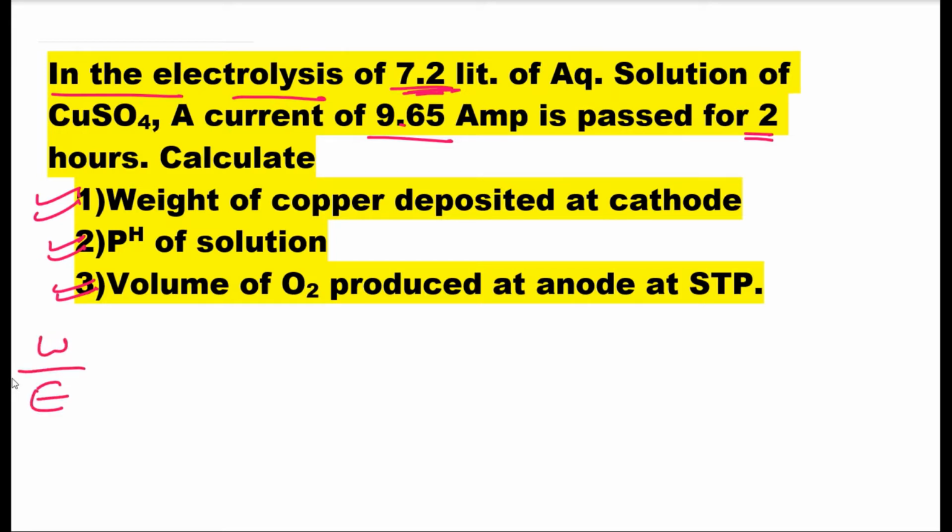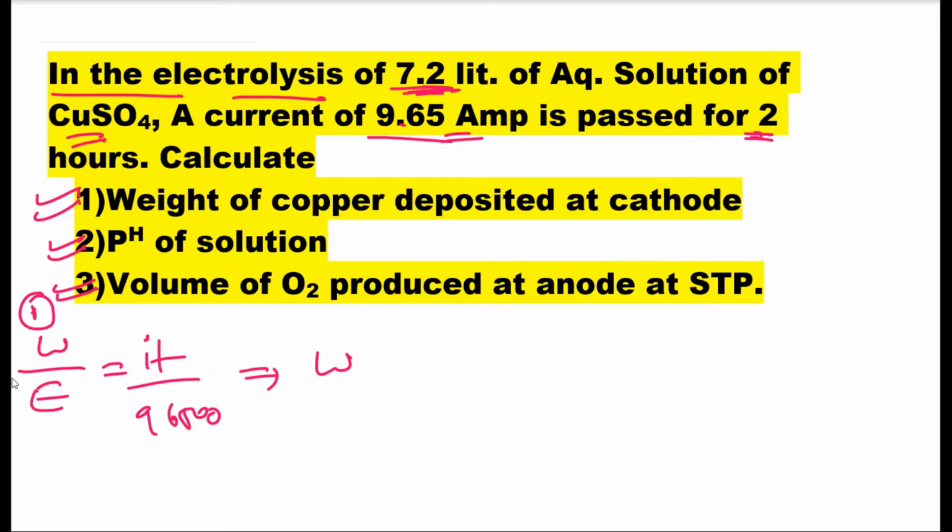See here, volume is given, current is given, time is given. To calculate the first sub problem, W by E is equal to IT by 96,500. So this is the first problem. You just look into that weight. You have to calculate the weight of copper because you did electrolysis of aqueous CuSO4. How much weight is deposited?